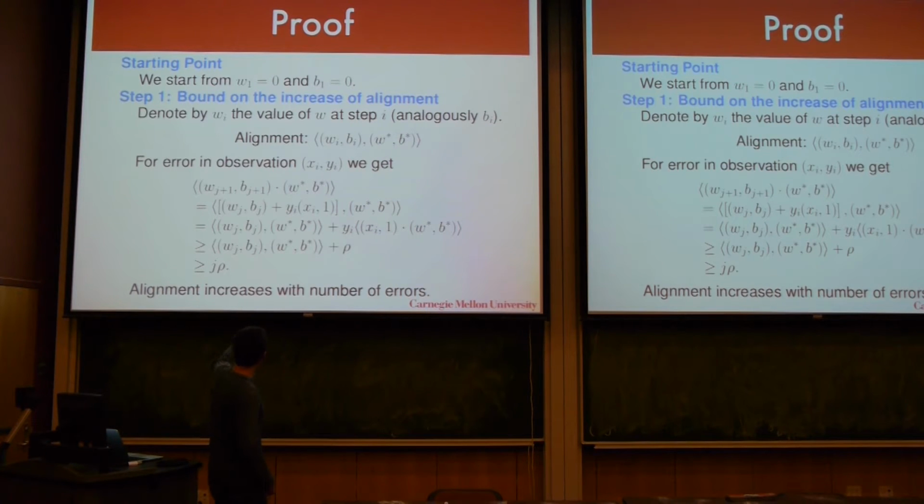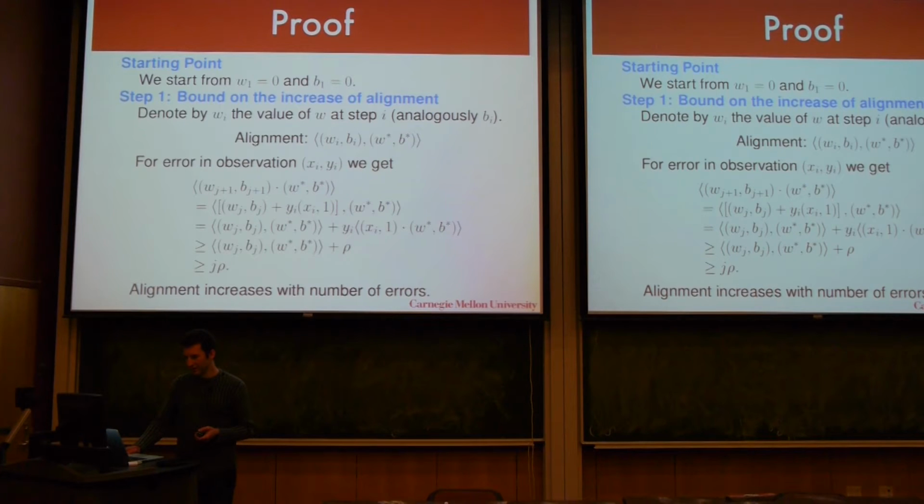So by iterating this inequality, and using that w1 equals 0, v1 is 0, so I know that this term here is 0 for j equals 1. I get that this entire term is greater or equal than j times gamma. In other words, my alignment increases at least linearly with the number of mistakes. Right?